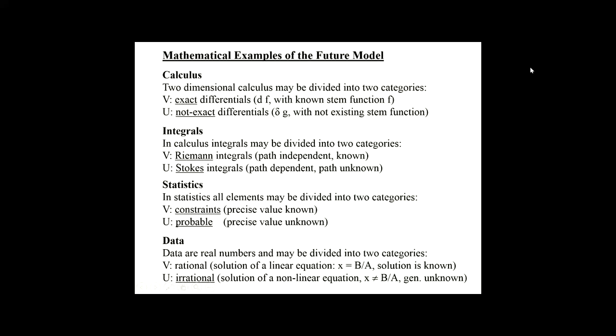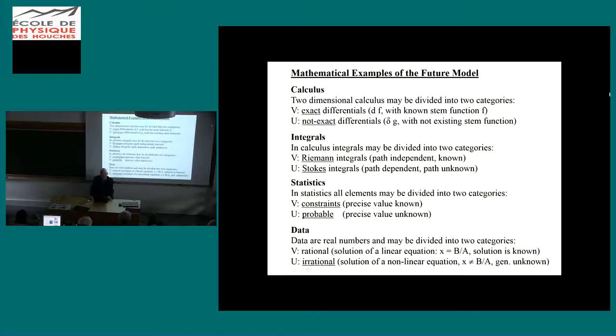We have also mathematical examples of the future model. Two-dimensional calculus may be divided into two categories. We have exact differential forms with a known stem function, and we have not exact differential forms which do not have a stem function. Or we can use integrals. In calculus, integrals may be divided into two categories: Riemann integrals, with paths independent and known, calculable, and Stokes integrals, which are path dependent and the path is unknown. In statistics, all elements may be divided into two categories. They are known constraints with precise value, or they are unknown, they are probable, and the precise value is only known in the future.